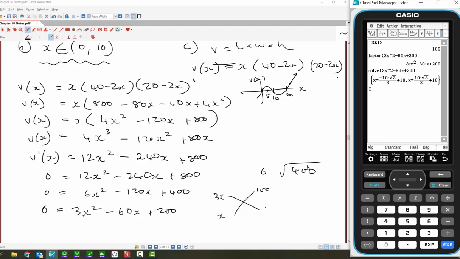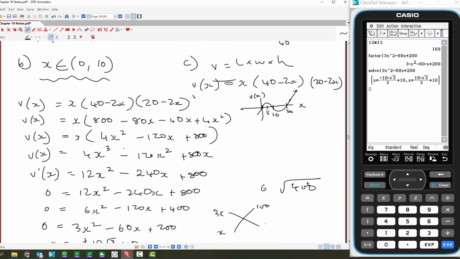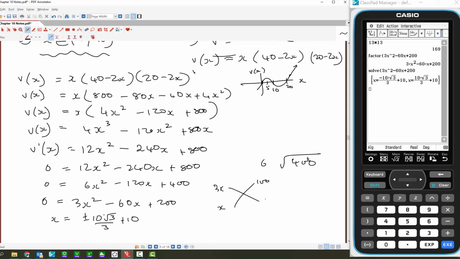All right, lucky I didn't persist with that for too long. So 0 equals... x equals plus or minus 10 root 3 on 3 plus 10. All right, so we've got two stationary points, and that makes sense. We've got one here and one here. So calculus has gone and found two of them for us.